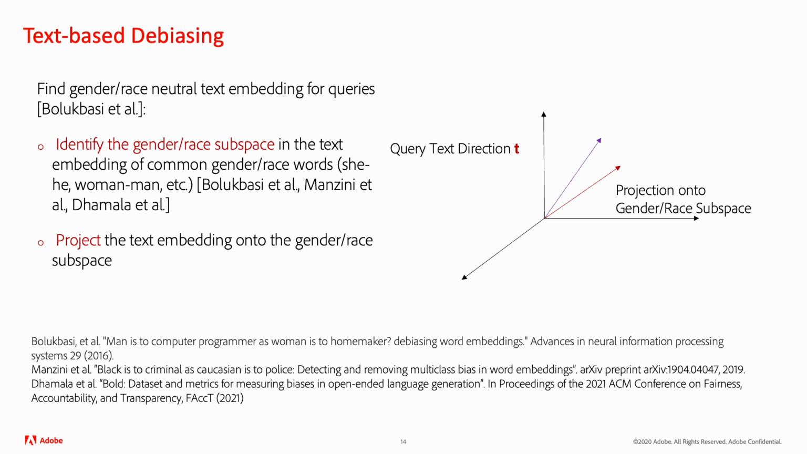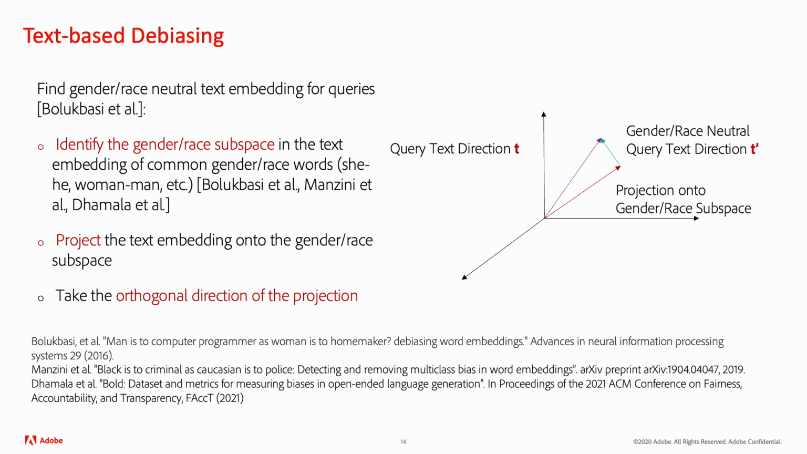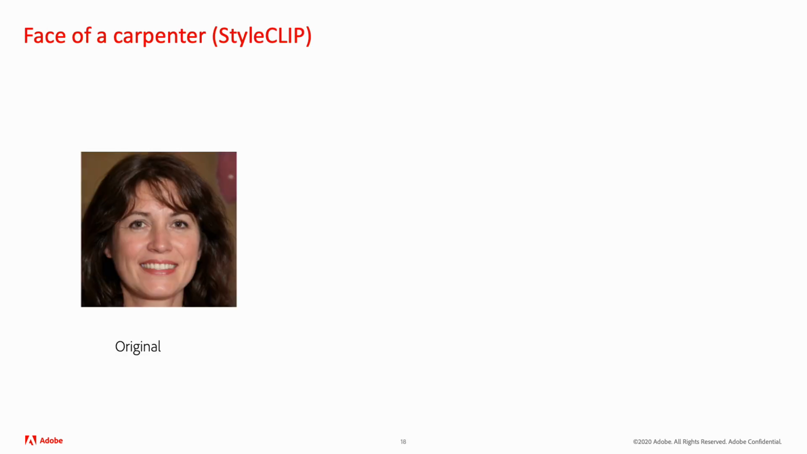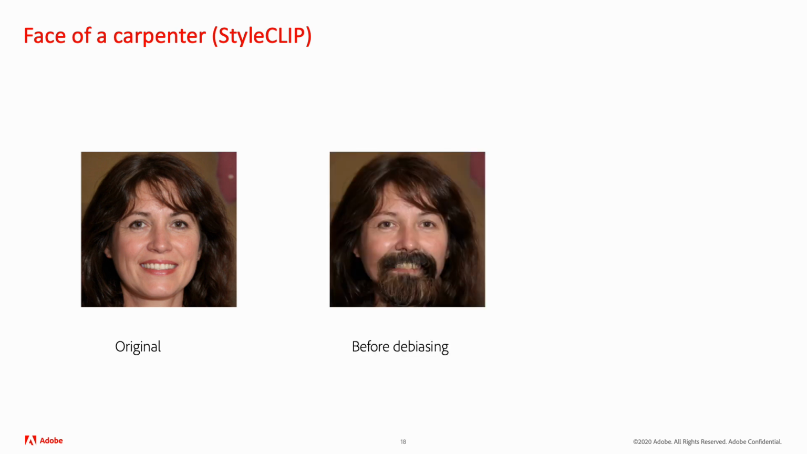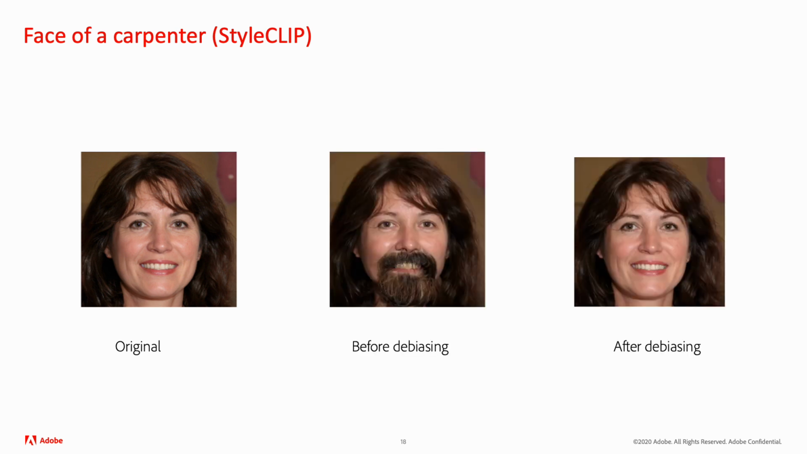For the sake of time, I'm not going to discuss it here. We explain this in our supplementary material. We can find this gender and race subspace, and we can find the orthogonal direction to it. And essentially what it is doing, it's taking out the components of race and gender. This way we're getting race and gender neutral words or sentences. And using this simple technique, it turns out it works very well for gender biases. For example, for face of a carpenter, we are successfully able to debias it for the given prompt.